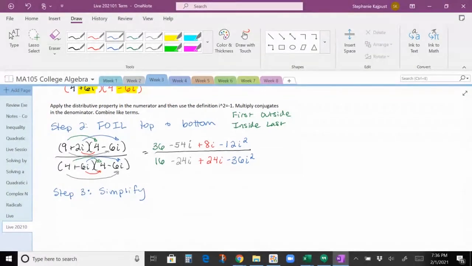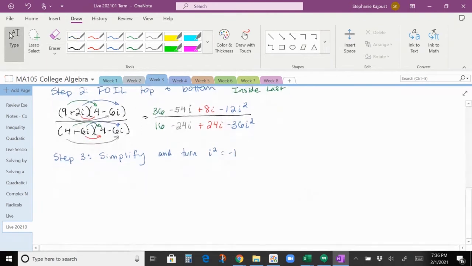Simplify. So now we're going to add our like terms and convert any i squareds to negative 1. So simplify and turn i squared equals negative 1. So we're going to turn all of our i squareds into negative 1. And so sometimes it helps when you're showing work this way to just take what you had from the previous step, so that way you can then go to the right to kind of show how you're simplifying here.